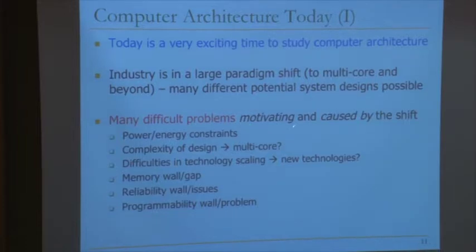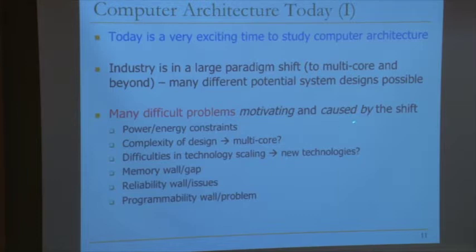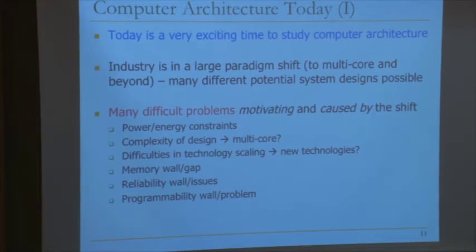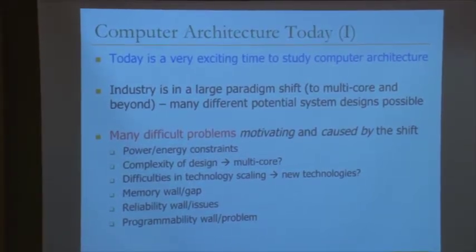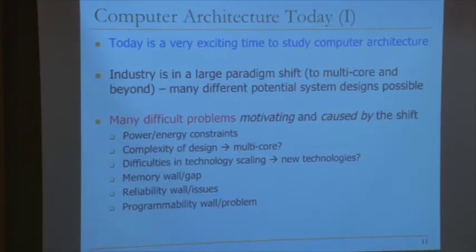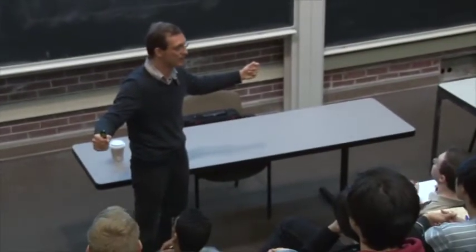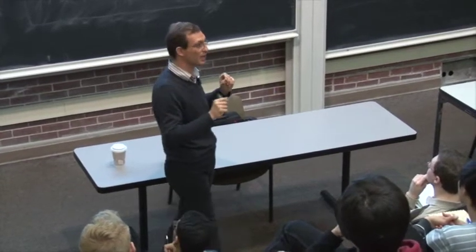There are many difficult problems that have motivated this large paradigm shift, and also many difficult problems that are caused by the shift. Now, we're not improving single-thread performance anymore. Why? Well, it has become very difficult to design complex processors that try to improve single-thread performance. Current processors are actually very sophisticated. People have developed techniques to extract parallelism out of a single thread at the expense of a lot of energy and power consumption. For example, we will see a technique called out-of-order execution.